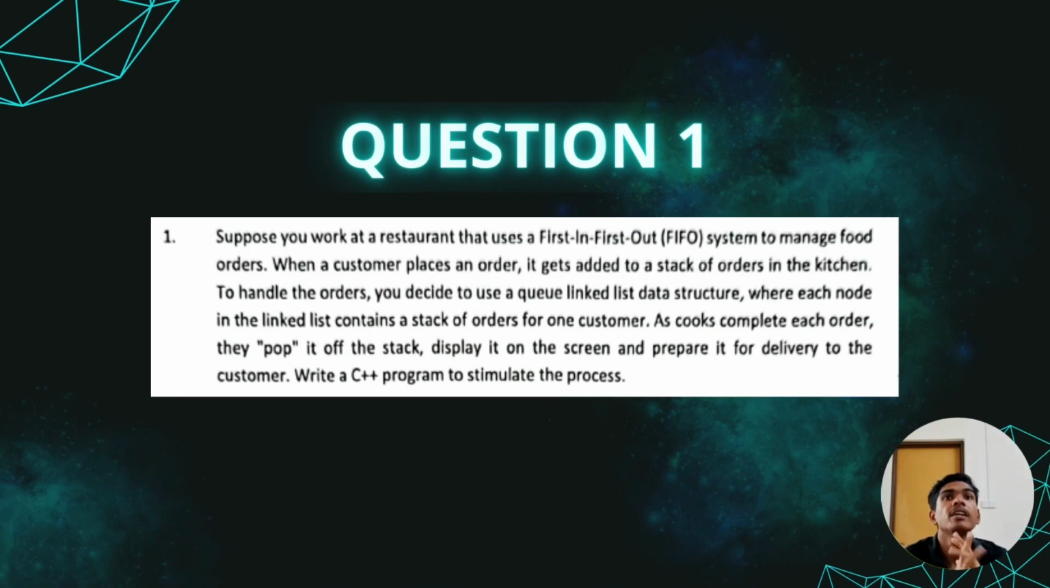The question I've been provided is that suppose you work at a restaurant that uses a first in first out (FIFO) system to manage food orders. When a customer places an order, it gets added to the stack of orders in the kitchen. To handle the orders, you decided to use a queue linked list data structure where each node in the linked list contains a stack of orders for one customer. As cooks complete each order, they pop it off the stack, display it on the screen and prepare it for delivery to the customer. Write a C++ program to simulate the process.